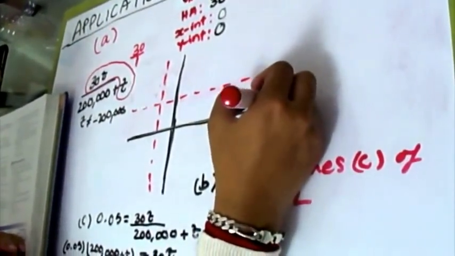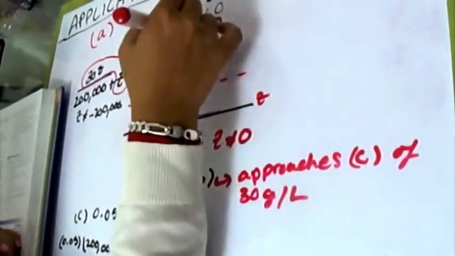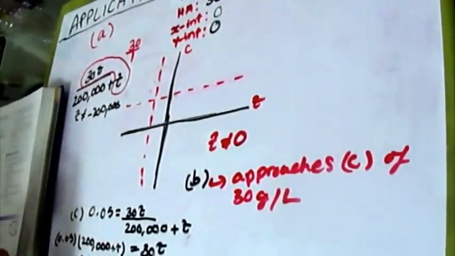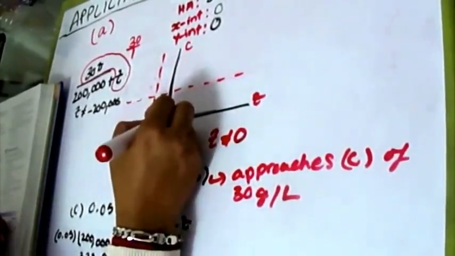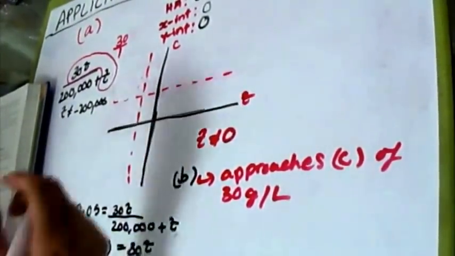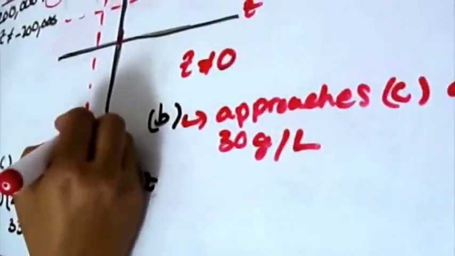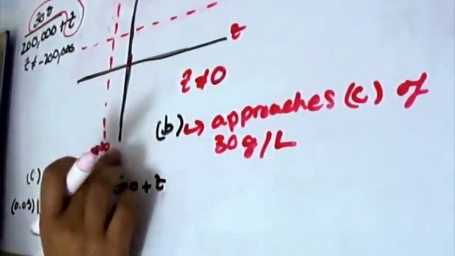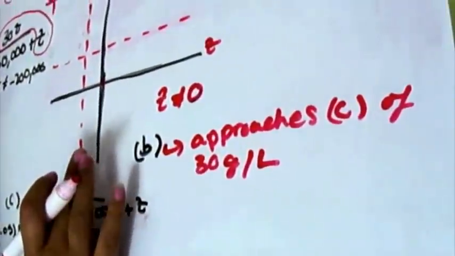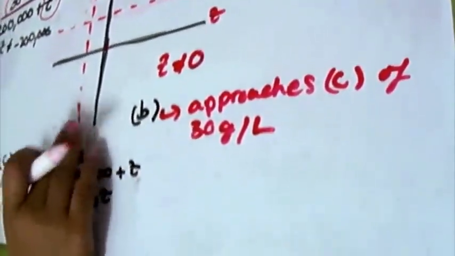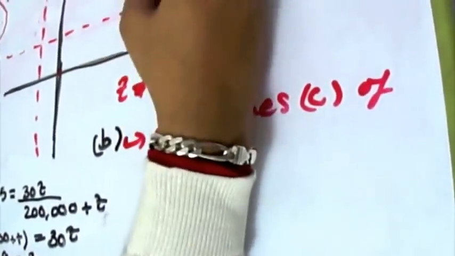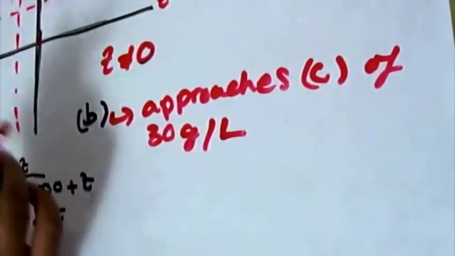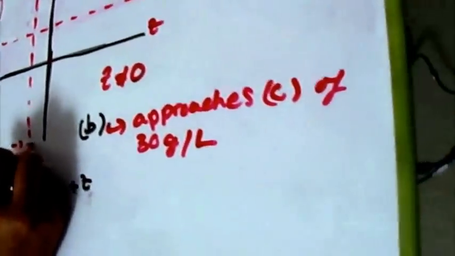So this is going to be t, and this is going to be c, the concentration. We find that the x and the y-intercepts are 0, so they're going to be right here. And then the horizontal asymptote is at 30, so I chose this to be 30. And then, so this is the vertical asymptote. The horizontal, no, oh, sorry, this is actually the horizontal asymptote. This is 30, and then the vertical asymptote is negative 200,000.